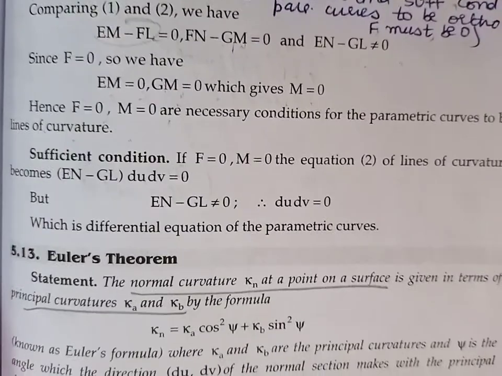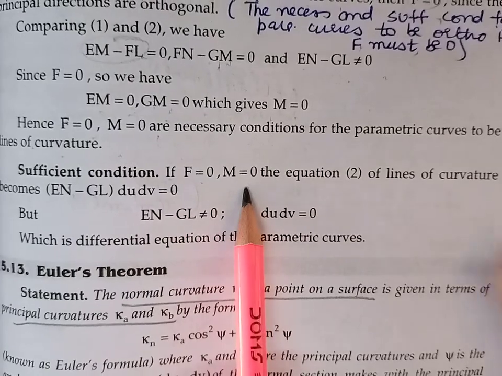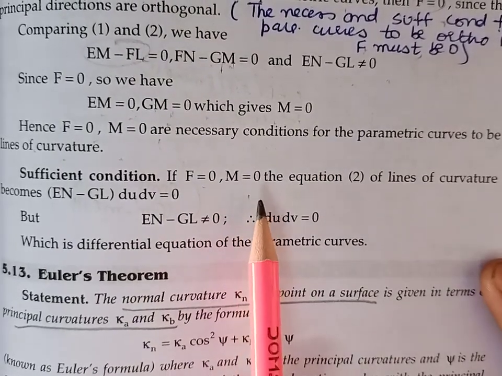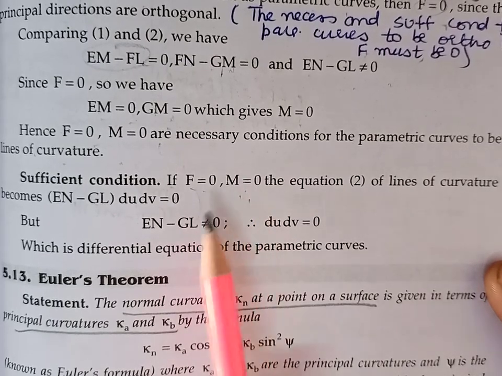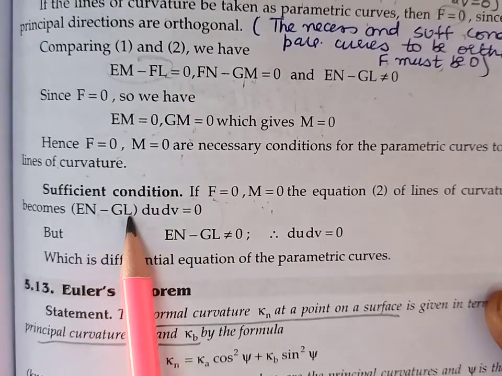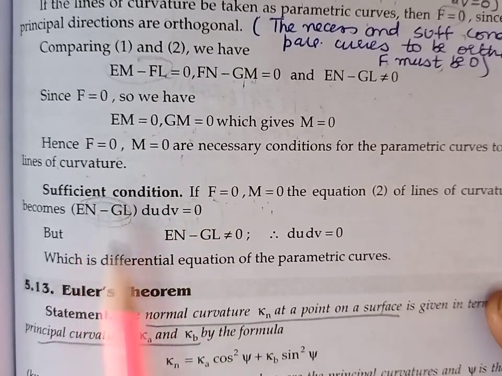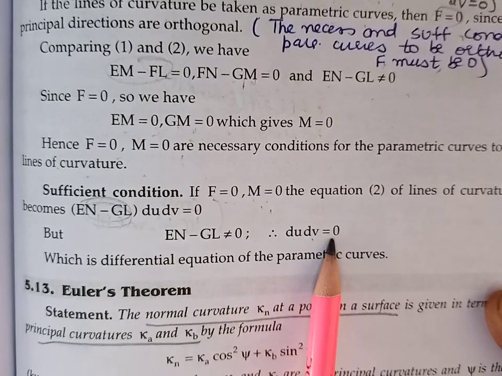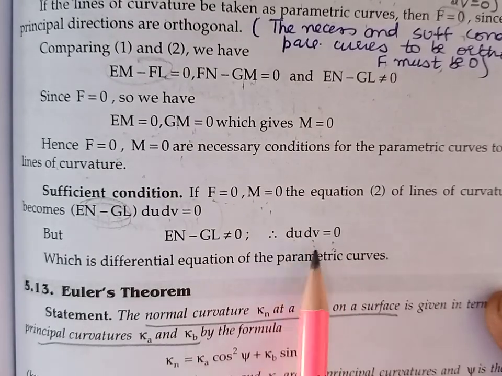Now let us discuss the sufficient condition. We are given that F and M are 0. Therefore, substituting these two values in equation 2, the equation of lines of curvature, we get (EN − GL) du dv = 0. Because this coefficient is non-zero, we get du dv = 0, which is the combined differential equation of the parametric curves u = constant and v = constant. So this completes the theorem.